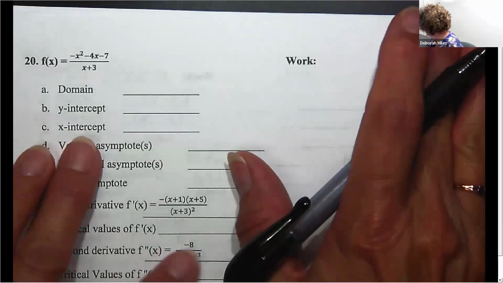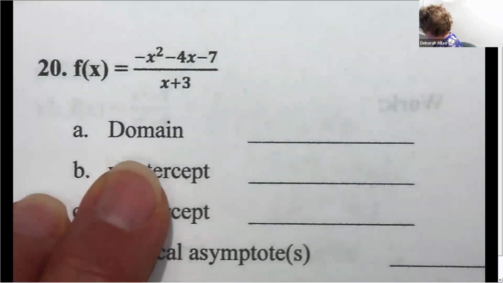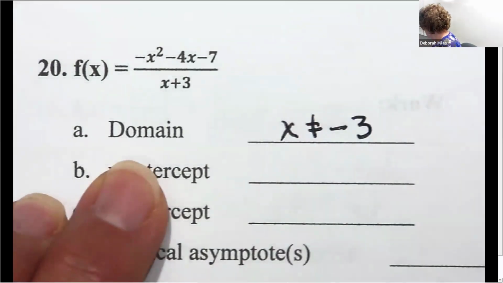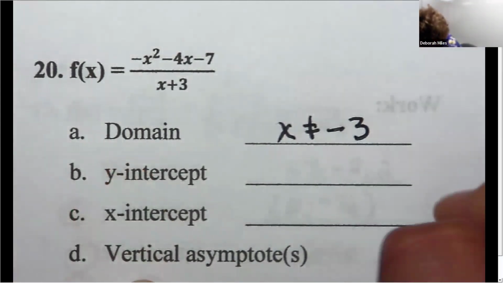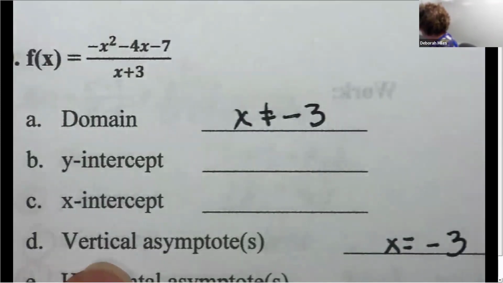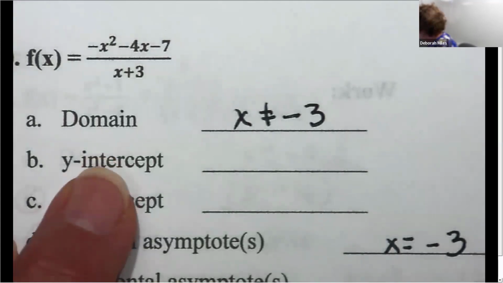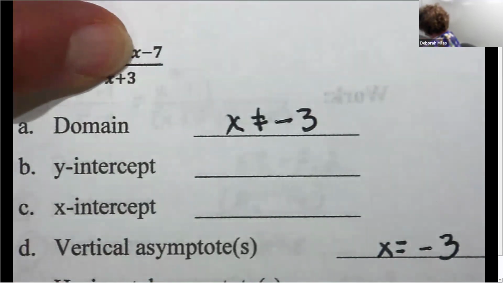Number 20. What's the domain of that function? Everything but -3. What do we know is happening at -3? And what is true about the graph? Okay, so that's where there's a vertical asymptote, x equals -3. How do we find the y-intercept? Let x be 0. When I let x be 0, I just cover up all the terms with an x in it. You get y is -7/3.